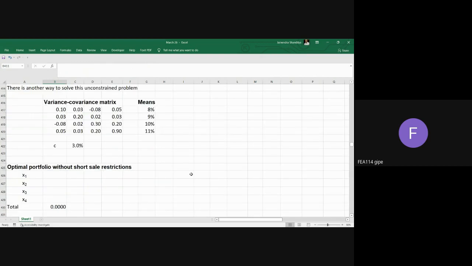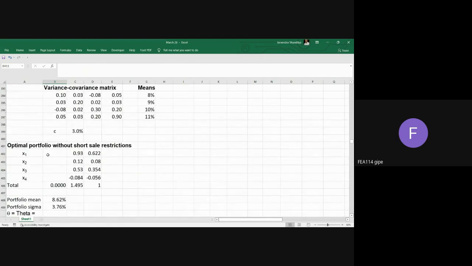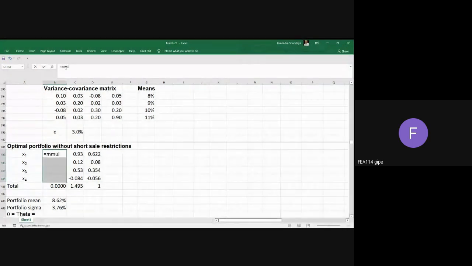Now, there is another way to do this, because what I did, I could have easily gone here and used one, so I could have done it differently.